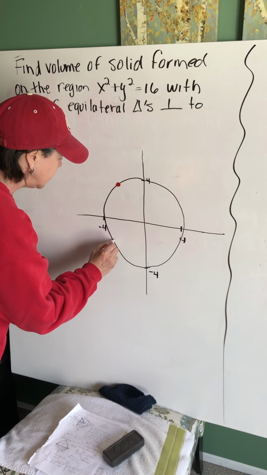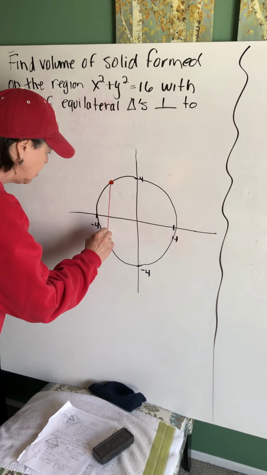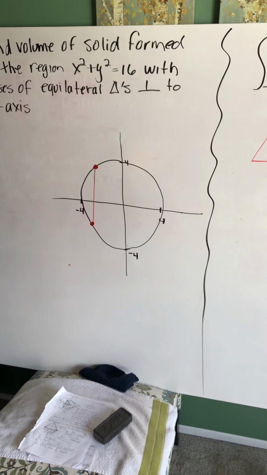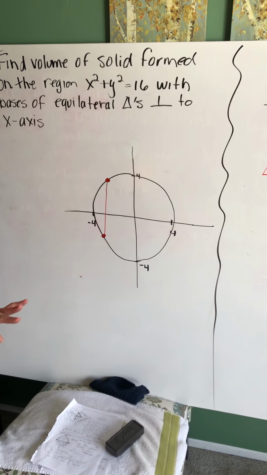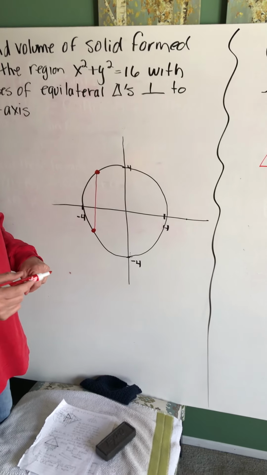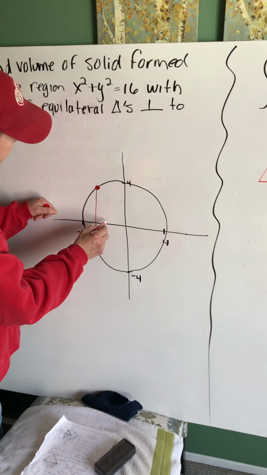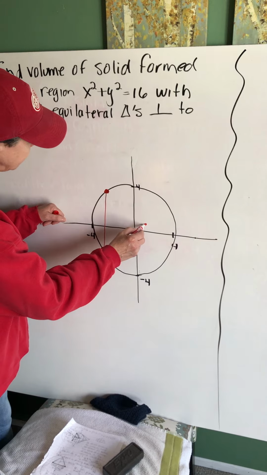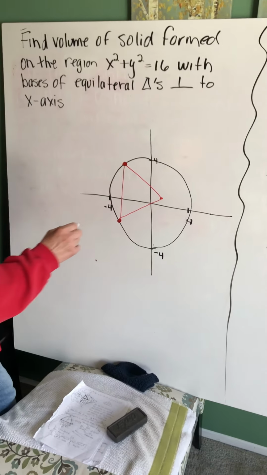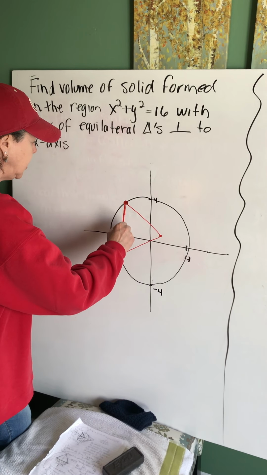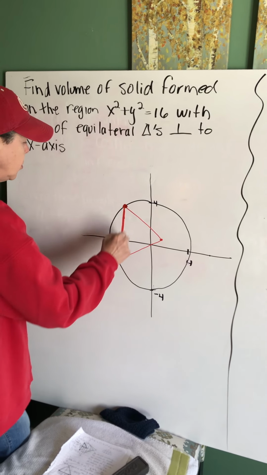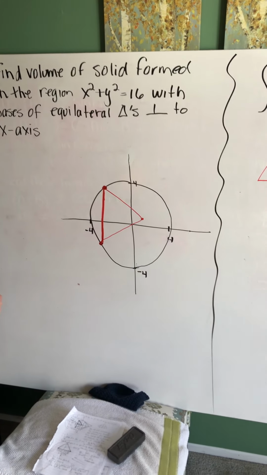Here is the base of an equilateral triangle, and because I'm trying to draw a 3D picture in 2D, it won't look that good, but we're going to do the best we can with it and talk about what it might look like. Notice I would have to make the full equilateral triangle with equal sides, but let's darken in this base right here. Notice it's perpendicular to the x-axis.